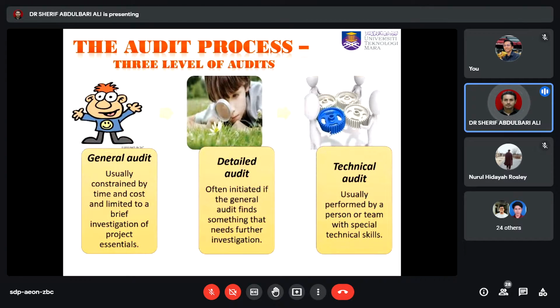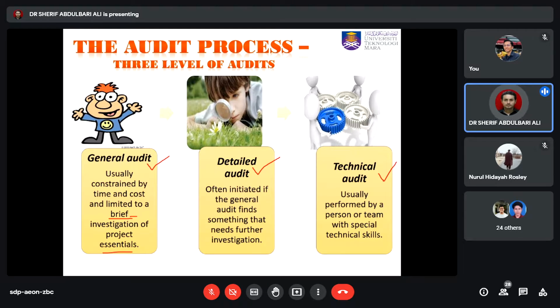So there will be three levels of audit: general audit, detailed audit, and technical audits. A general audit is usually constrained by time and cost, and limited to a brief investigation of the project essentials at the start of the project. It's brief, like a summary. It's not going into details.